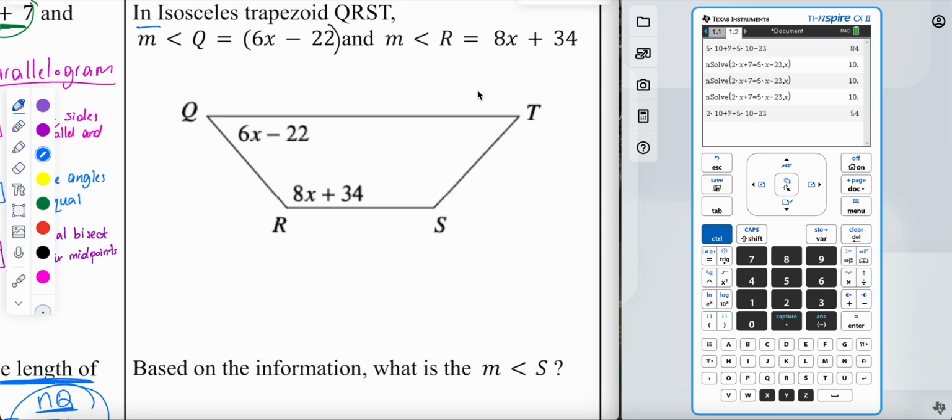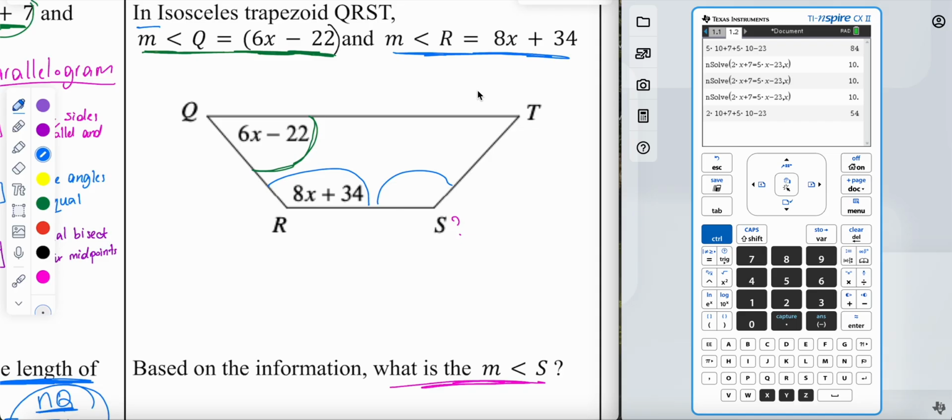All right, so they have given us some information. It says that the measurement of angle Q, so we see where it's already labeled, angle Q is equal to 6x minus 22. And the measurement of angle R is equal to 8x plus 34. Now the question wants us to find the measurement of angle S. So over here, we need to know what's the measurement of this angle, which is angle S.